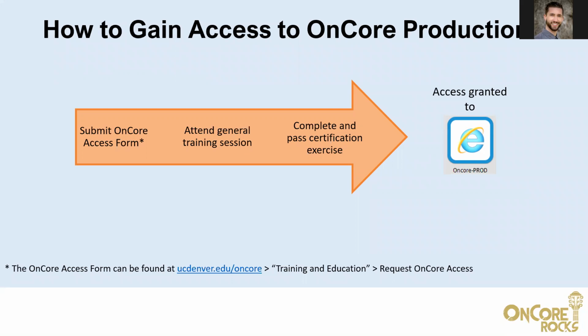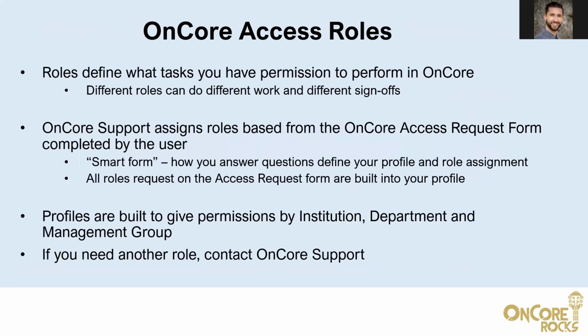So you're going to need to complete and pass the certification exercise, and then you'll be granted access to OnCore production, usually within 24 to 48 business hours. We'll talk a little bit more about the access form once again at the end of class, but I noticed that a lot of people attending today have not completed that yet. So to get access to production, you will need to complete that form. But let's talk a little bit more about access.